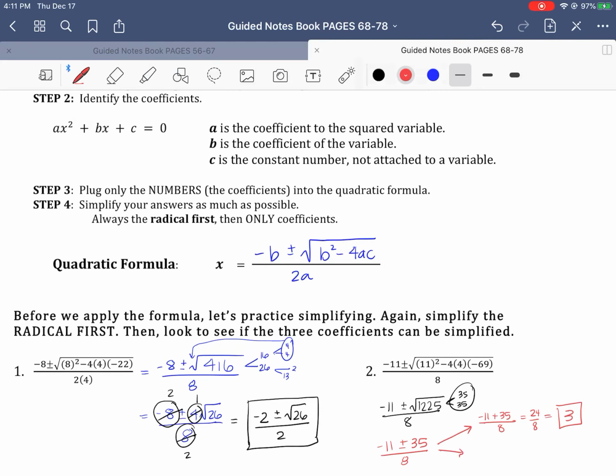Or we use the subtraction sign in front of the 35. So -11 minus 35 over 8 would give me a -46 over 8. If I divide each of those pieces by 2, I get -23 over 4. And you can write it as a decimal as long as it ends nicely. So that's how we simplify.